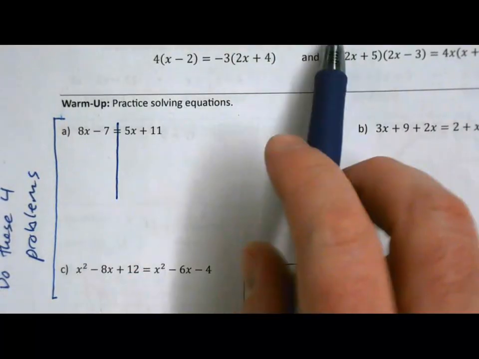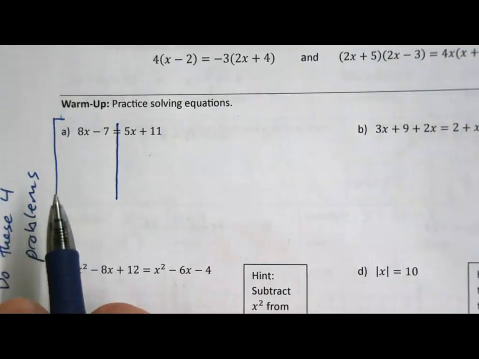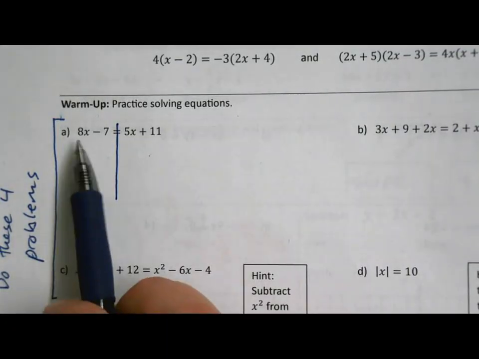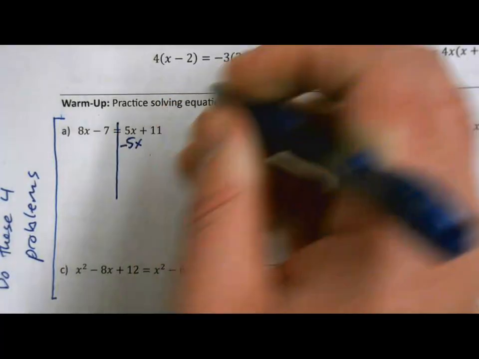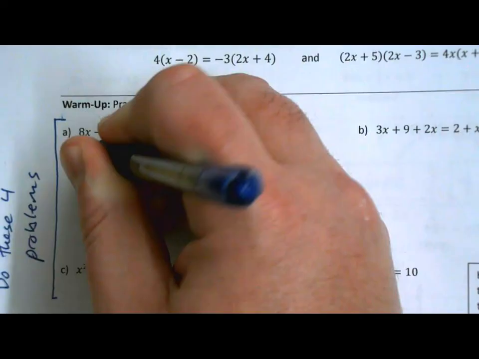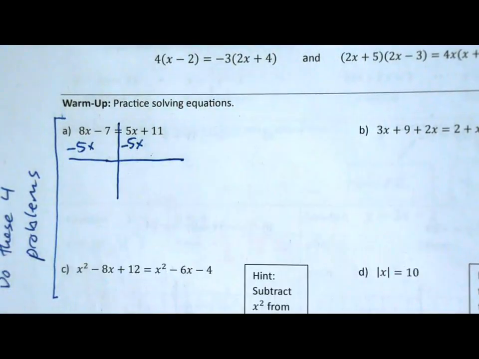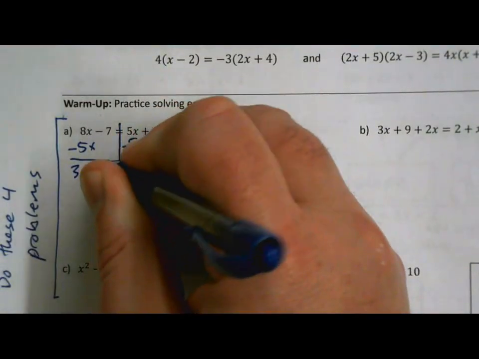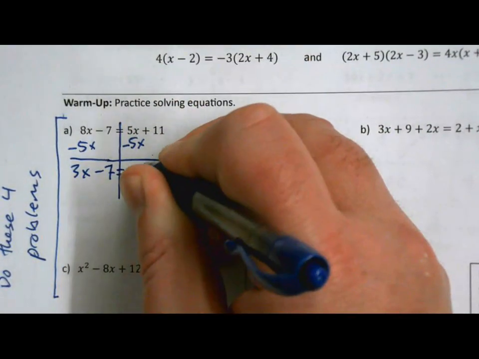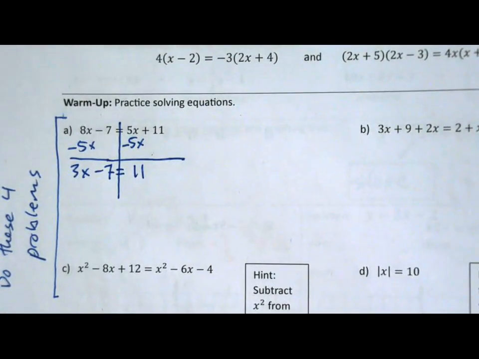I forgot step 3. Are there x's on both sides? Yes, we got to deal with that. Either I get rid of the 8x or the 5x. It doesn't really matter. I'm going to choose to get rid of the 5x. It's a positive 5x, so I'm doing minus 5x on both sides. Gets me 3x over here. Still have my minus 7 equal to 11. And I've done all my simplifying now.